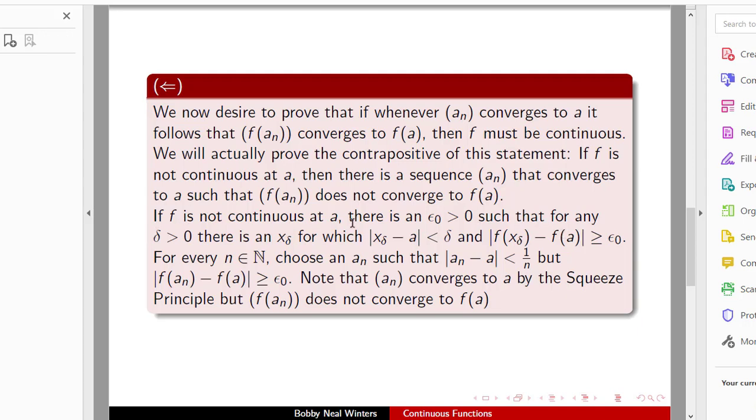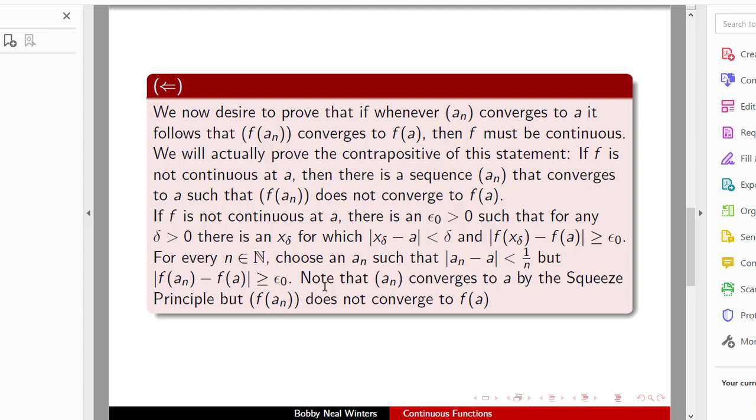If f is not continuous at a, there is an epsilon naught greater than 0, such that for any delta greater than 0, there is an x sub delta for which we have both the distance from x sub delta to a is less than delta, and the distance from f of x sub delta to f of a is greater than epsilon sub 0. So it's not continuous anymore. So if it's not continuous, we have to be able to have this condition holding.